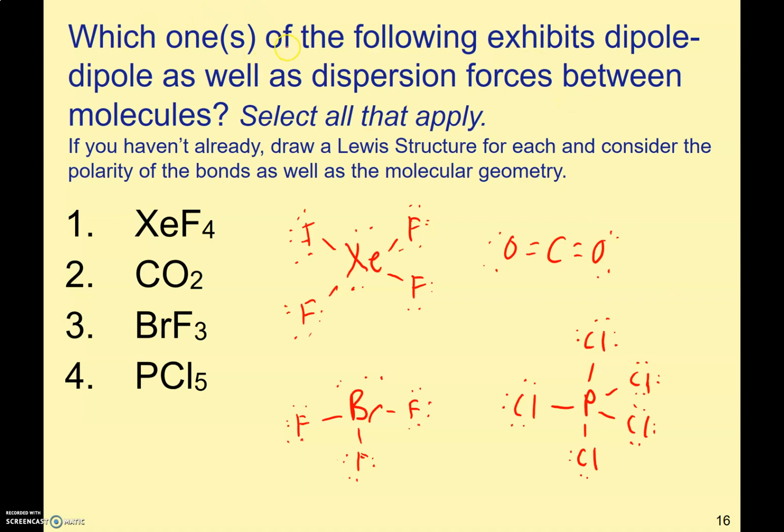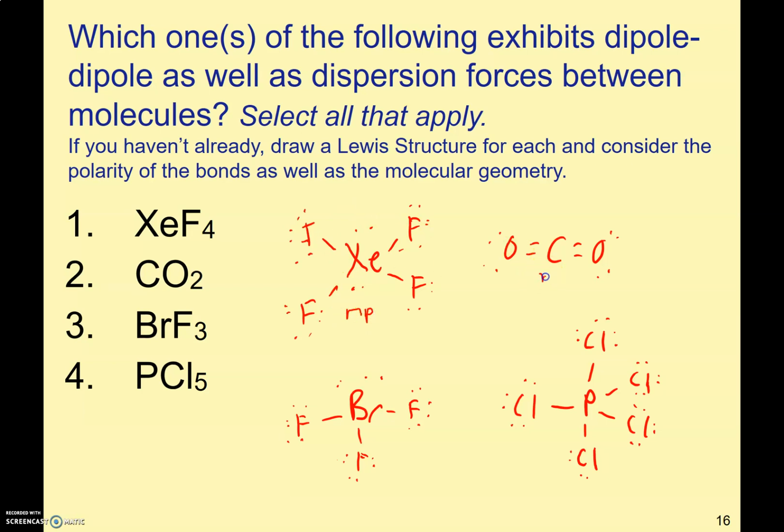So here it says, and I drew them for you to save some time, which of the following exhibits dipole as well as London dispersions between the molecules? So they all have London dispersion. Every single molecule has London dispersion. Okay? So now we need to know which ones are polar or nonpolar. This molecule is nonpolar because it's symmetrical. This is actually square planar.